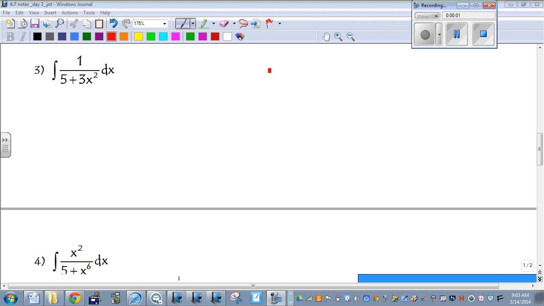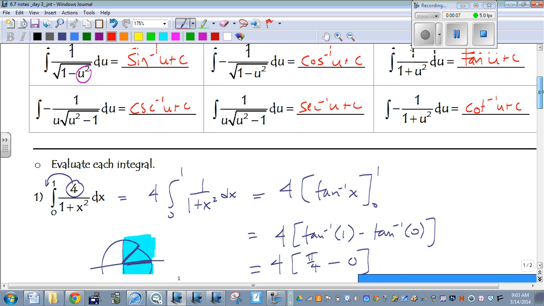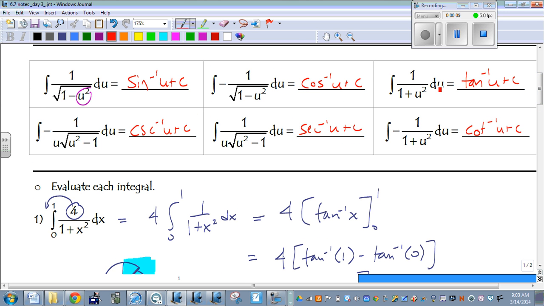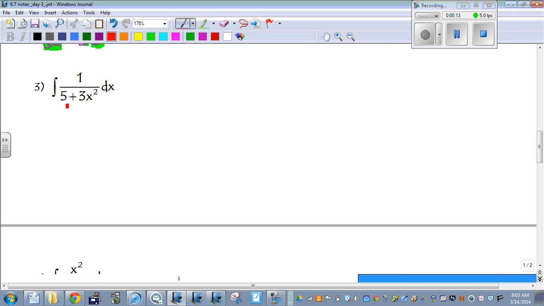For number 3, which one does this look like? Which one does it look like it could be? Inverse tangent, right? It's the only one that doesn't have a square root. Now, in this case, we don't have that 1 where it needs to be. That's our first step. We need to make this into a 1.